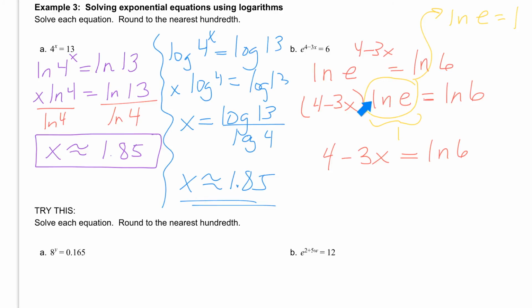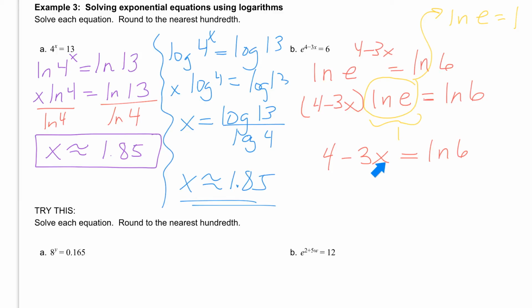If you chose to use the log of e, then your next step would have to be to divide both sides by that log. But if you ever see the natural log of e pop up within your equations, you know the natural log of e is just 1, and you can evaluate that at that point. Now that we're here, 4 minus 3x is equal to the natural log of 6. We don't want to approximate anything until the very, very end, or your answer will be wrong.